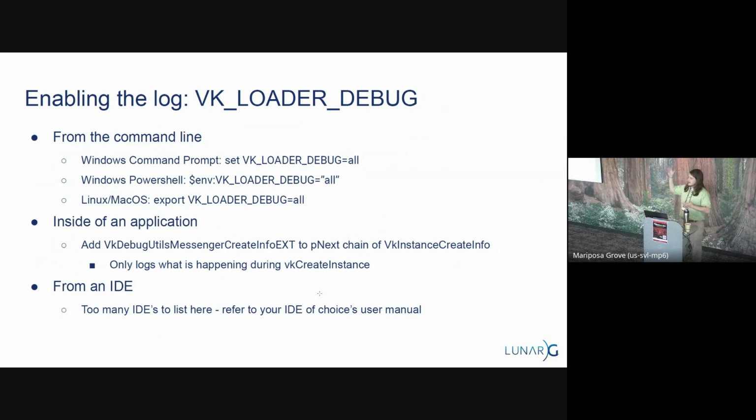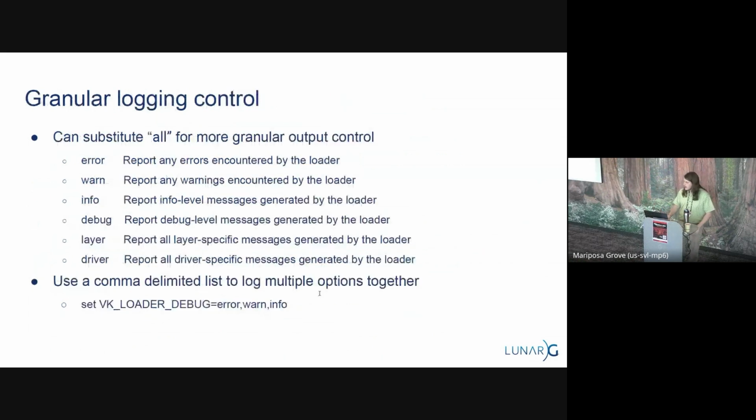They see, oh, I can create a debug utils messenger. It's like, well, if you want to get all the logs, you need to add one to the pNext chain of create instance and then create a debug utils messenger afterwards. If you're using an IDE, you'll set it however the IDE does it. There's many different IDEs with many different ways.